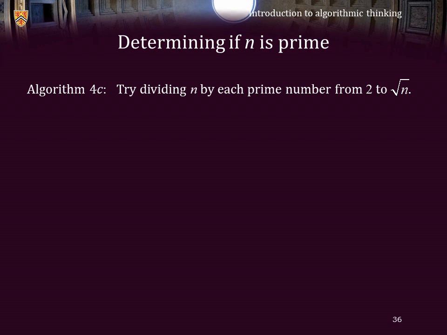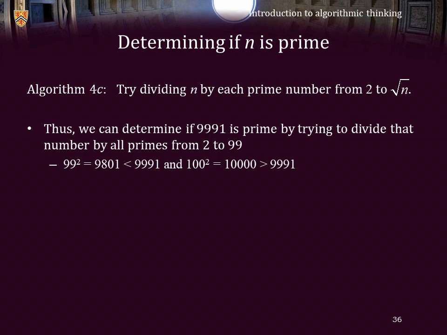Thus, we have a new algorithm. Algorithm 4c. Try dividing n by each prime number from 2 up until the square root of n. Thus, we can determine if, for example, 9,991 is prime by trying to divide that number by all prime numbers from 2 to 99. Why is that? Because 99 squared is 9,801, that's less than 9,991, and 100 squared is equal to 10,000, which is greater than our target number.